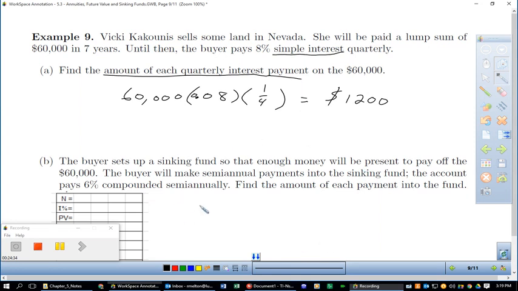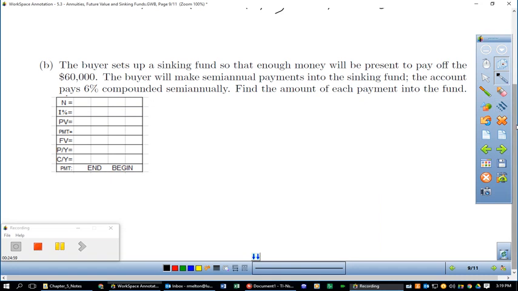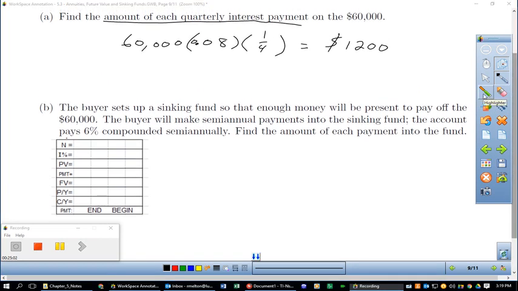All right, so part B says the buyer sets up a sinking fund so that enough money will be present to pay off the $60,000. The buyer will make semi-annual payments into the sinking fund, the account pays 6% compounded semi-annually. Find the amount of each payment into the fund. So the buyer is being smart here. So they don't want to have to deal with just the interest payments. They're going to pay off the entire thing in that amount of time. How long was it? 7 years?